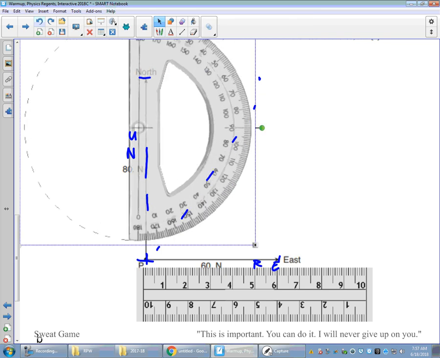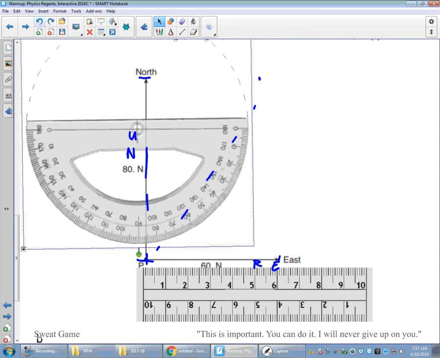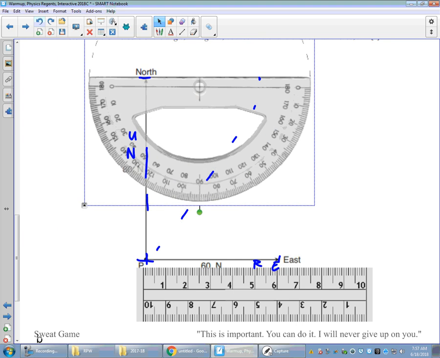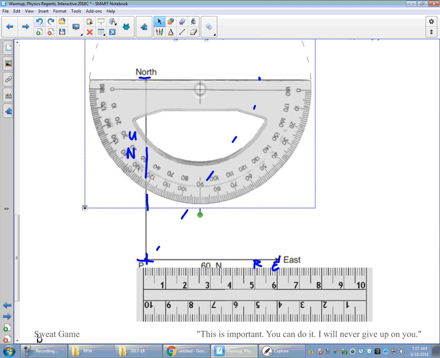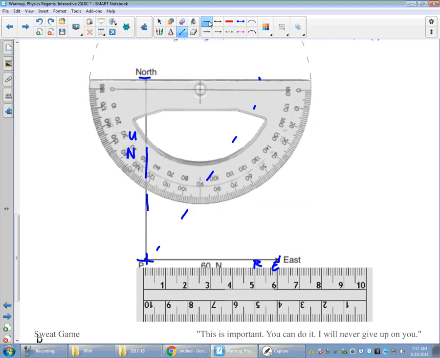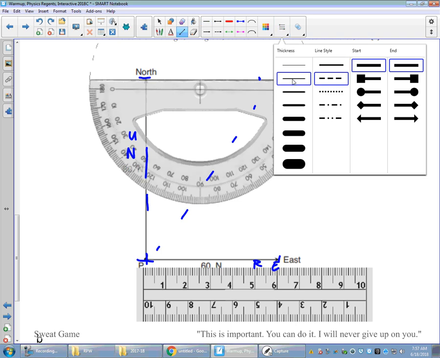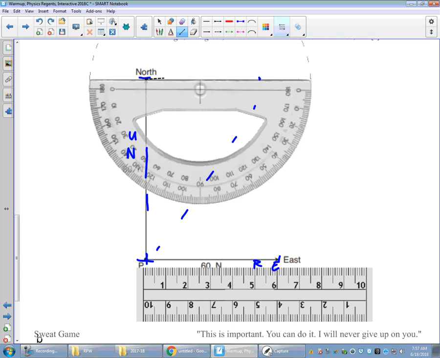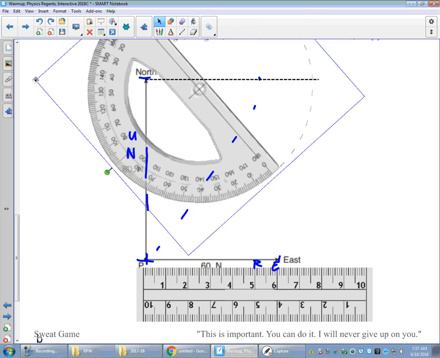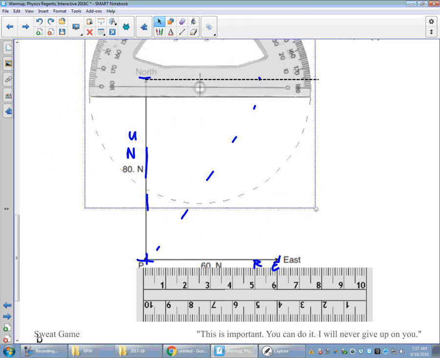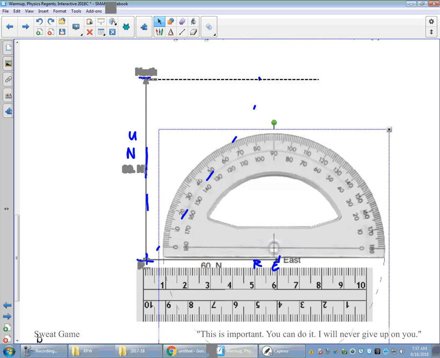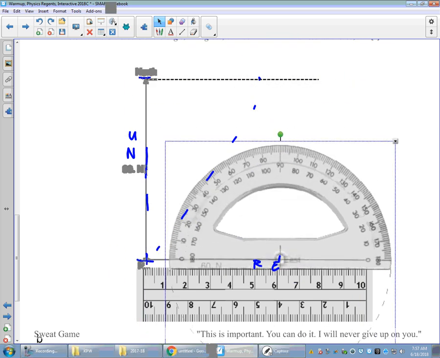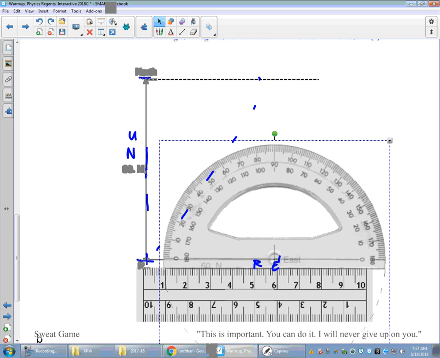You could take your protractor, turn it over, line these two up, and just put a dashed line off into that direction. Something like this. Doesn't matter if it goes past the point. Let it go past the point. Do the same thing with the bottom. We want to make a nice, clean, squared off rectangle. So somewhere around that spot.